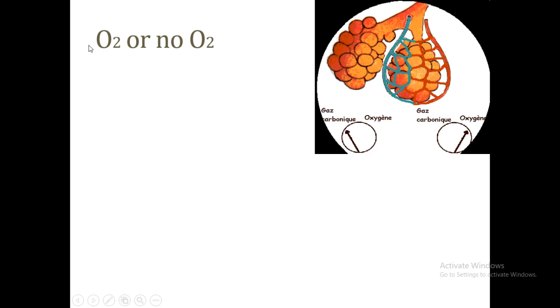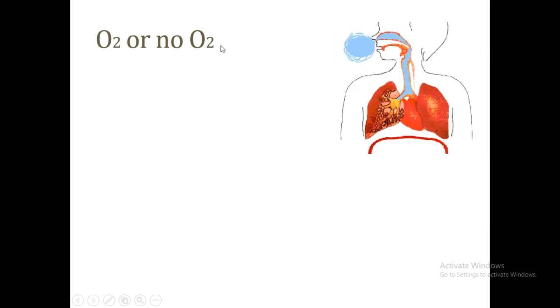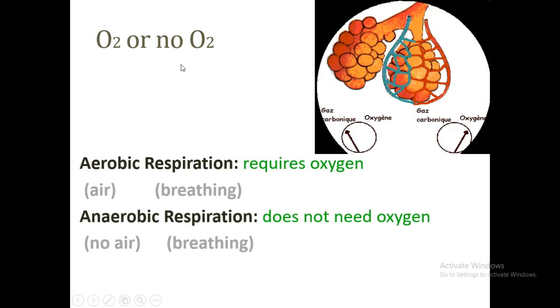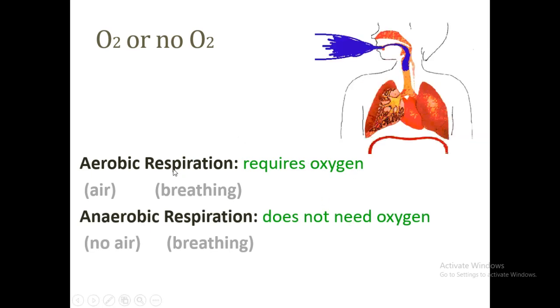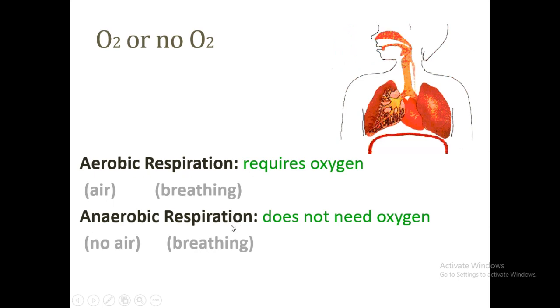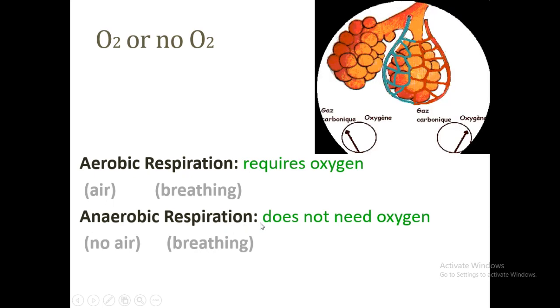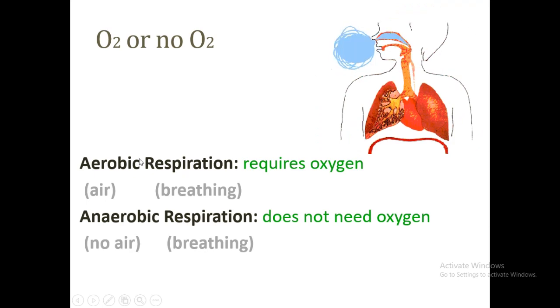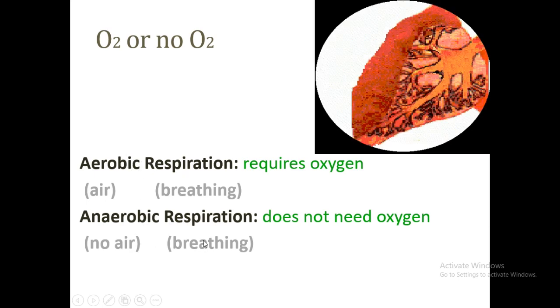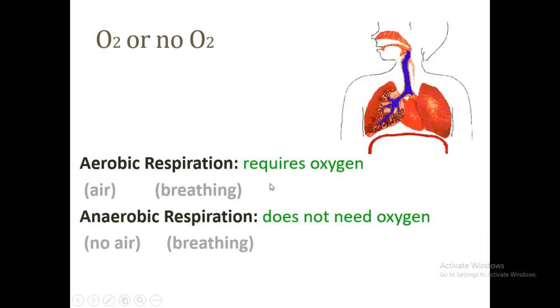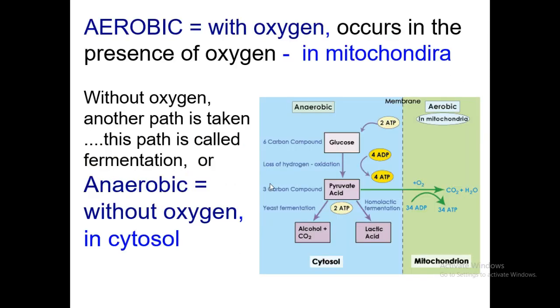Okay, so oxygen or no oxygen. So you know that with oxygen, that's aerobic, and no oxygen, that's anaerobic. So aerobic respiration requires oxygen, so this is really the cellular respiration. Anaerobic respiration is fermentation. Okay, it does not need oxygen. Remember guys that cellular respiration are different from anaerobic respiration. Okay, because of the presence of oxygen. So yeah, okay. It takes place in the mitochondria. So without oxygen is, again, it's called anaerobic, and it happens in the cytosol.